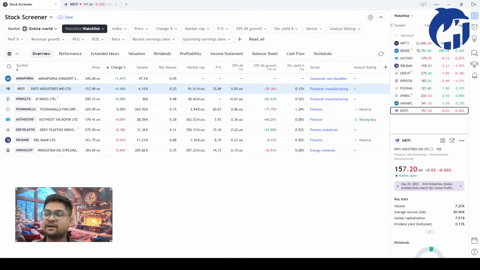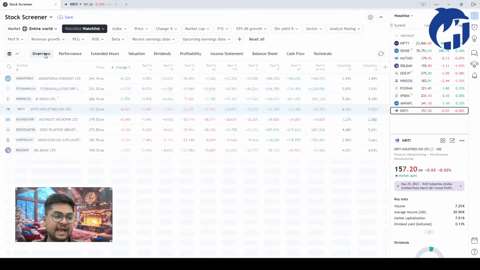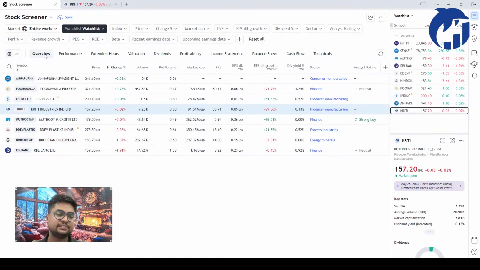So just look at our stocks. We have 8 stocks in our holding, of which 3 are positive as of now and 5 are negative. Talking about our stocks, Kriti Industries India Limited, Muthoot Microfin Limited, DDV Plastic Industries, Hindustan Oil Exploration and RBL Bank are all trading negative today.